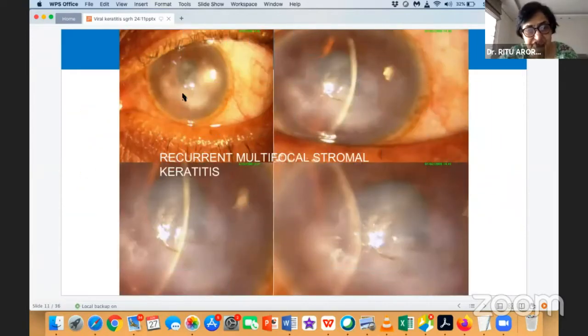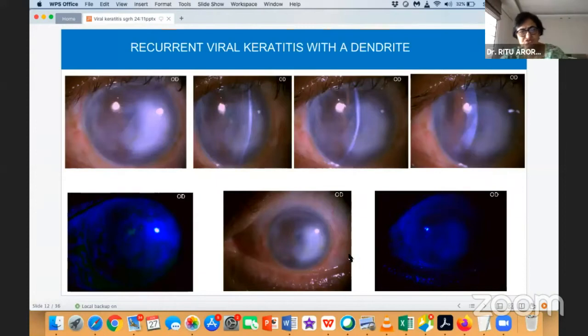This is another patient, which is a recurrent multifocal keratitis. One area is a scar, while I've tried to take the slit through multiple areas to see what we are dealing with, because the area which was initially affected has gone into a scarring stage, but there's another area affected with very severe edema. These patients usually have 2/60, 3/60 vision.